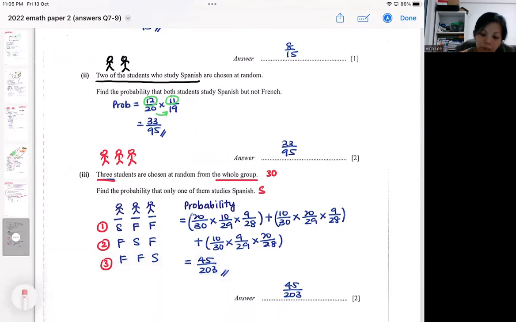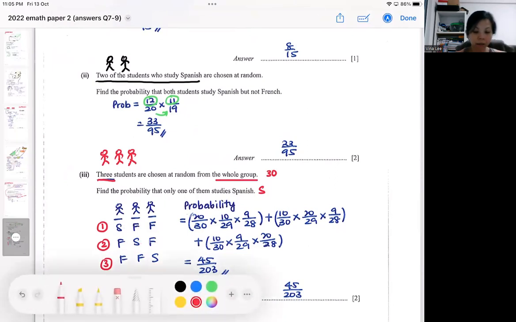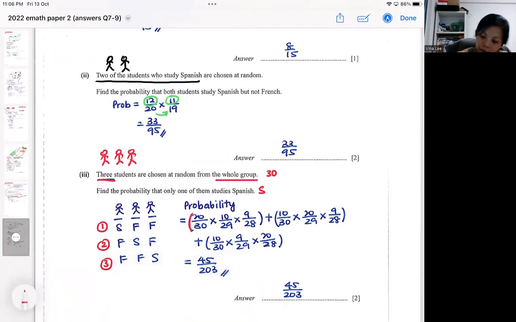Okay, so these will be the 3 cases. You need to be able to list out the 3 cases logically. So out of the 3, only one does Spanish. So there's one Spanish guy versus the non-Spanish guys. So I just put the non-Spanish guy as French to make things easier. Okay, so that means I've got 3 cases to add up. Each of the cases, I'm going to put it in this way first.